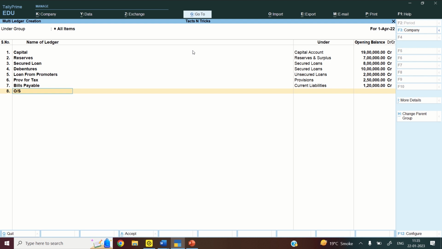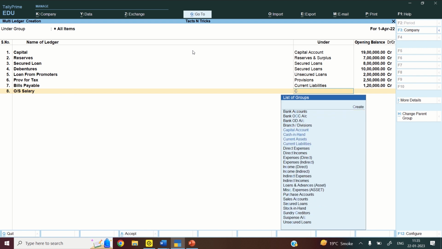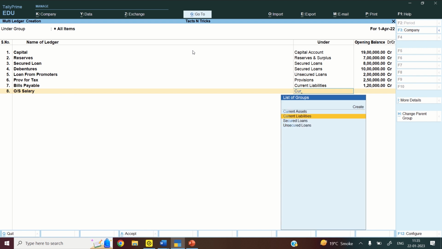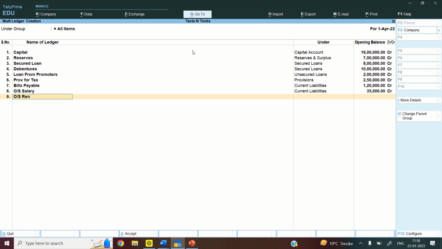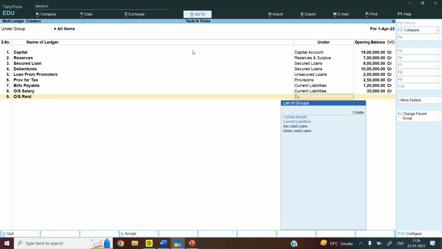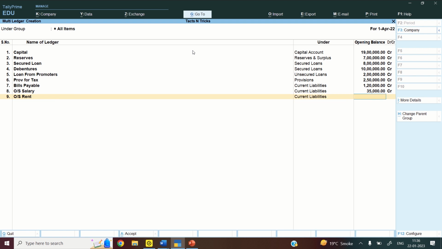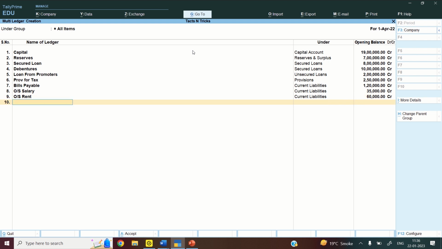Next is outstanding salary, which comes under current liability. So outstanding salary is 35,000 rupees. Then outstanding rent. Outstanding rent is 60,000 rupees. Okay, so we have prepared everything from the credit side, only P&L and creditors is not prepared.